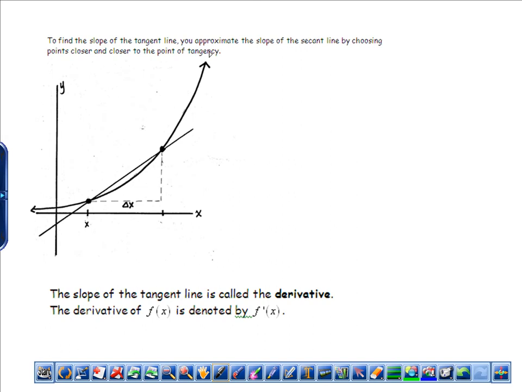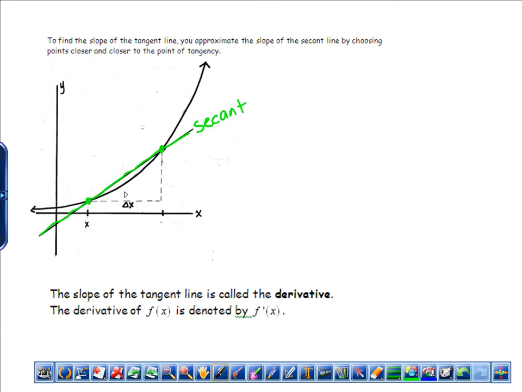It says to find the slope of the tangent line, you approximate the slope of the secant line by choosing points closer and closer to the point of tangency. So we're not able to find the slope at one point, but what we are able to do is take 2 points and approximate the slope of this curve. Okay, we're going to find the slope of this line right here. Now this line is not tangent. If you can see that it's crossing in 2 different places, this is what we call a secant line. Secant line crosses in 2 places. Tangent line crosses in once.